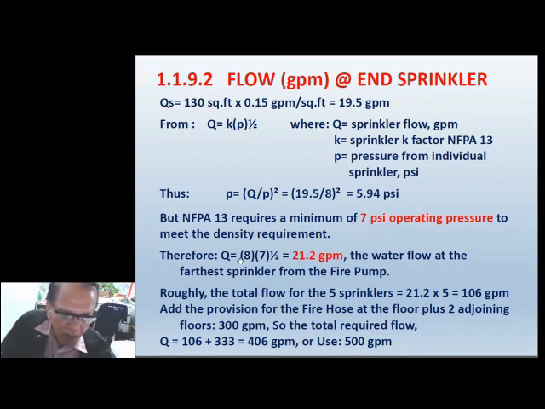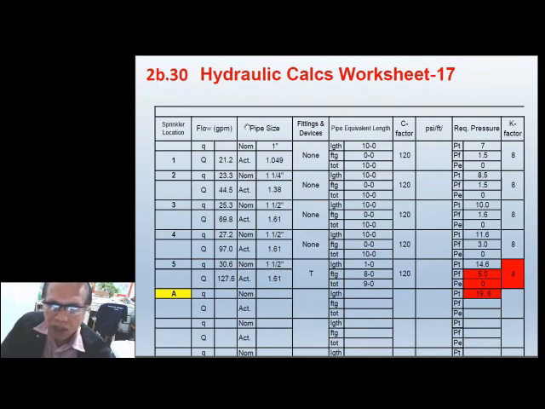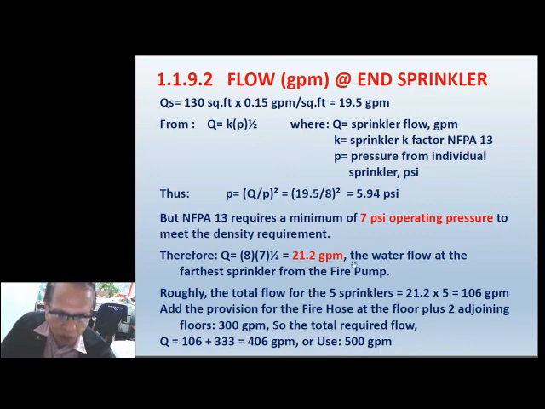So, rewriting them, Q, the flow, is equal to 8, the constant value, times 7, the pressure, raised to 1 half, or square root of 7, which gives you 21.2. So, 21.2 GPM is this value. Going back to here, the farthest sprinkler flow is 21.2 gallons per minute. Roughly, the total flow for the 5 sprinklers can be made in a shortcut: 21.2 per sprinkler times 5 sprinklers gives you 106 GPM.